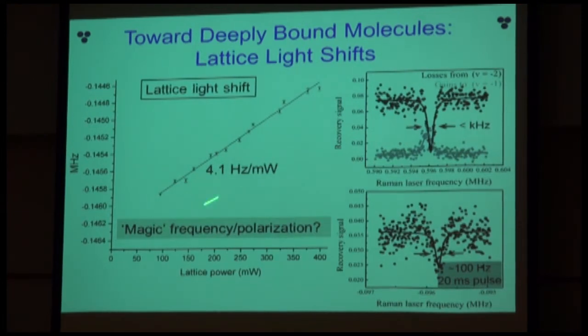We measured them, and they're about 4 hertz per milliwatt, and roughly exactly the same as what would give this line width. So we just need to do something to flatten this out, either by finding the right kind of sweet spot in frequency or in polarization. And I think it should be possible. But that requires a bit more experimenting.